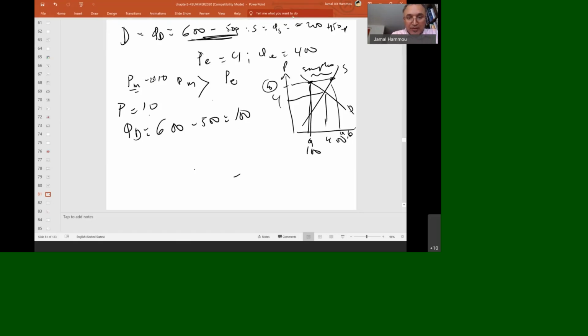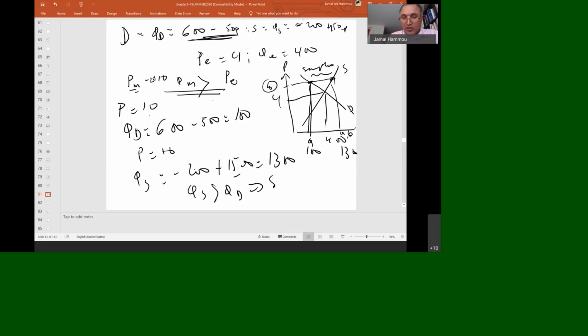Then at the price equals 10, the quantity supplied equals how much? Minus 200 plus 150 times 10 is 1500. That's 1300. So the quantity supplied is 1300. Now I know it's a surplus because the price is above the equilibrium. So QS is greater than QD. Surplus, or excess supply, equals QS minus QD, which is 1300 minus 100. It will be 1200. The surplus equals 1200.